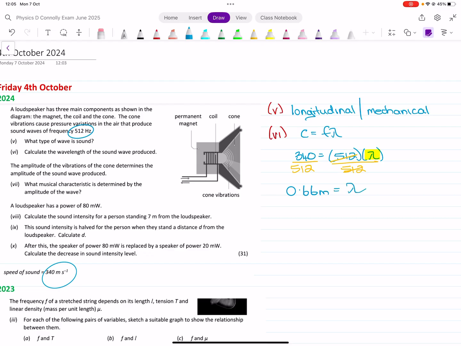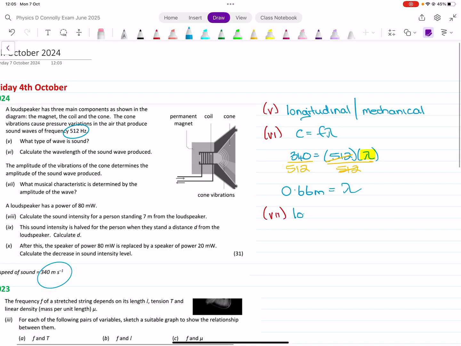The amplitude of the vibrations of the cone determines the amplitude of the sound wave produced. What musical characteristic is determined by the amplitude? So amplitude, the characteristic connected with amplitude is loudness. That's all you have to say there.